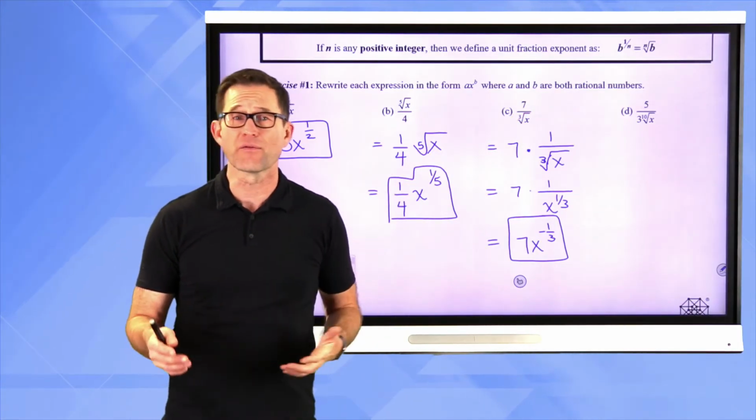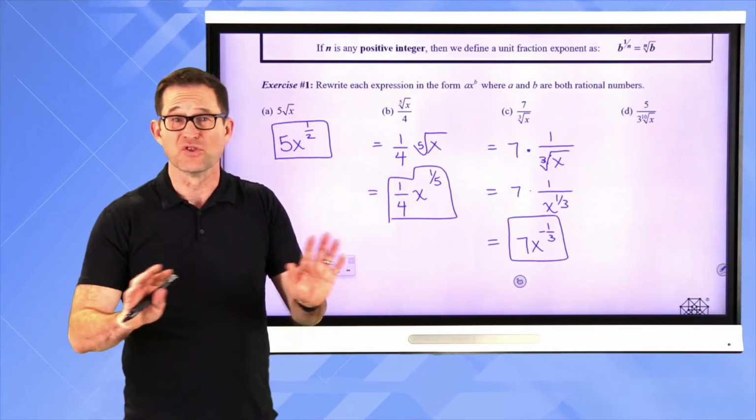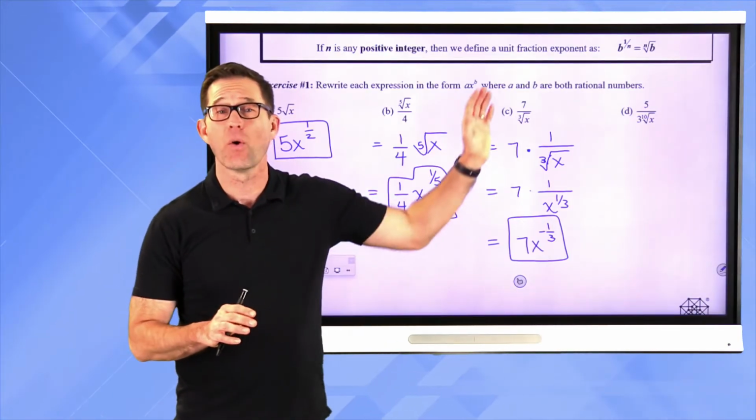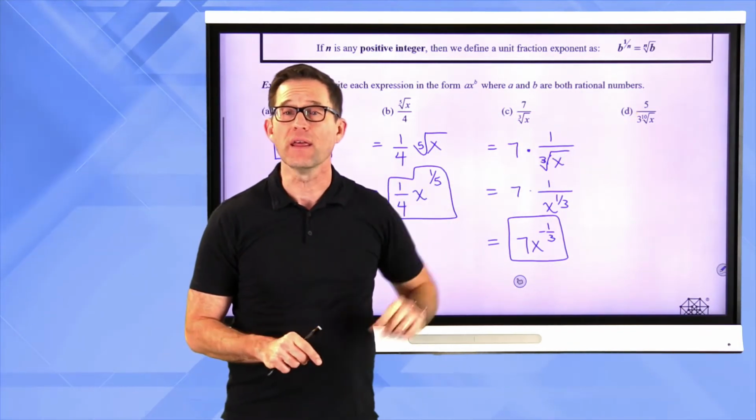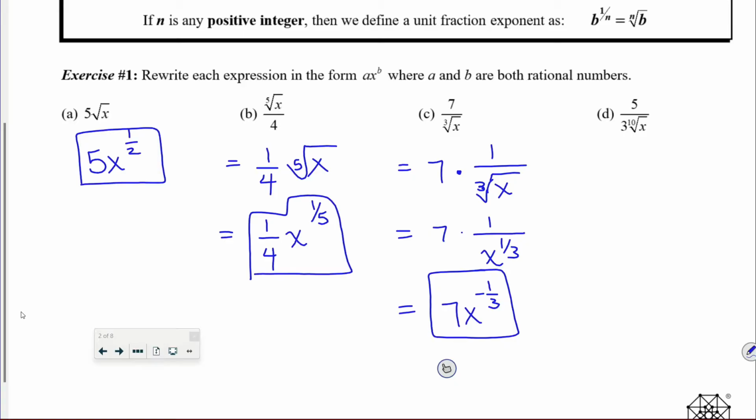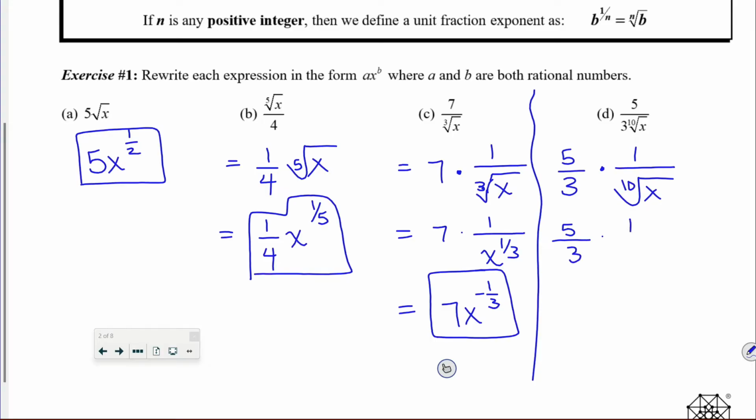And really, I'm just kind of using fraction properties of just normal fractions, in addition to this whole idea of fractional exponents and corresponding roots. So letter D, here I have 5 divided by 3 times the 10th root of x. Very, very similar to letter C. The first thing I might do is think about this as 5/3 times 1 over the 10th root of x. Then I might think about this as 5/3 times 1 over x to the 1/10, and then eventually 5/3 times x to the negative 1/10.